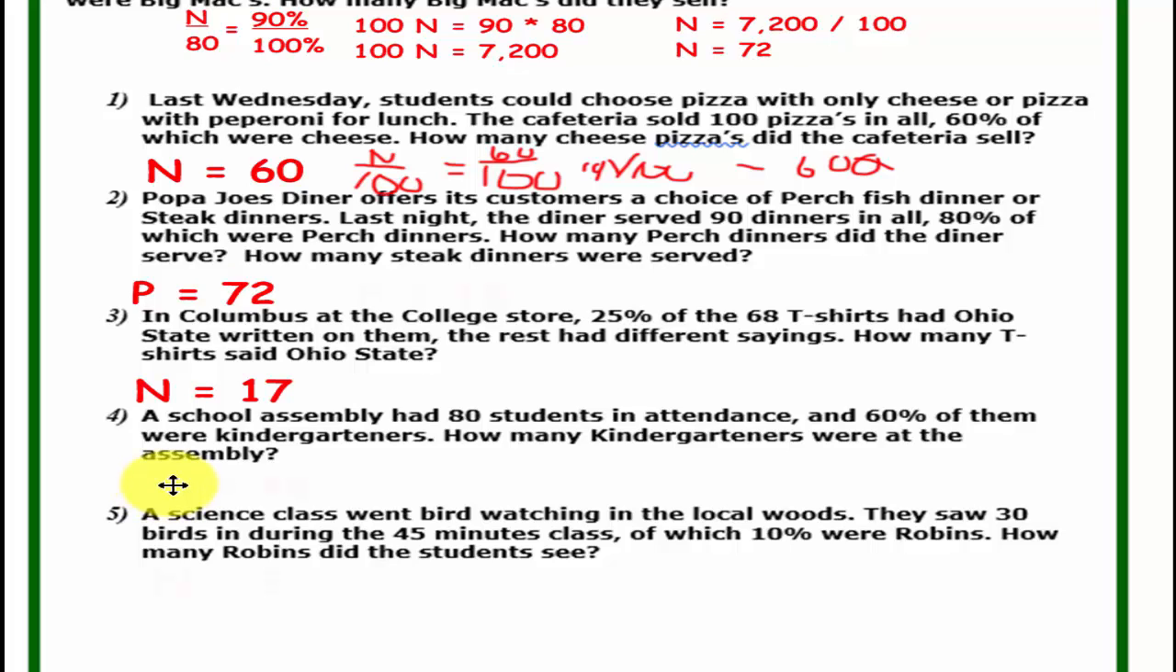Okay, number 4. A school assembly had 80 students in attendance. 60% of them were kindergartners. How many kindergartners were at the assembly? Well, you'd have n over 80, right? And 60% over 100. And then you would cross multiply and divide by 100. So your answer here should be n equals 48.